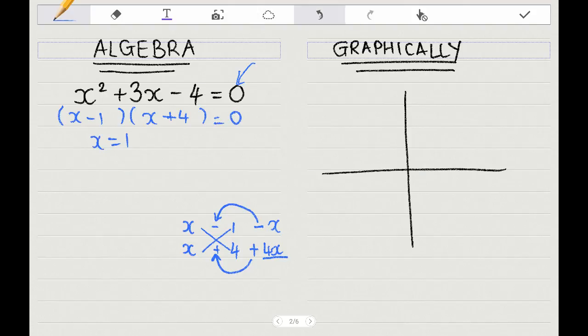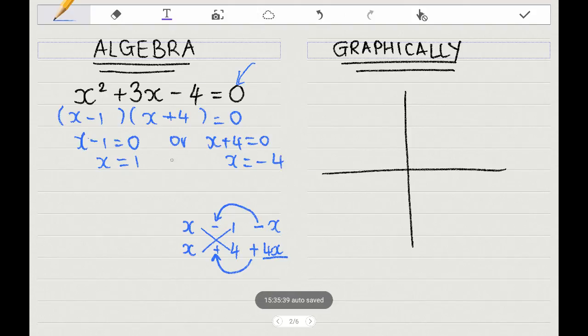Oh, wait, sorry, let's take it back a step. Because this times this is equal to 0, it would mean that either x minus 1 equals 0 or x plus 4 is equal to 0. So if we solve this one, we get x is equal to 1, and we get x is equal to minus 4. So these are the roots of a parabola. Okay, so somewhere along here at minus 4 and at 1, we have the roots of a parabola.